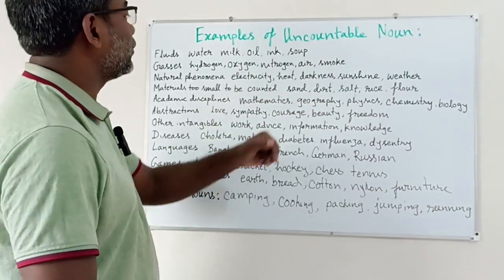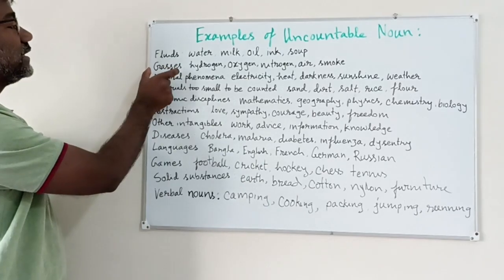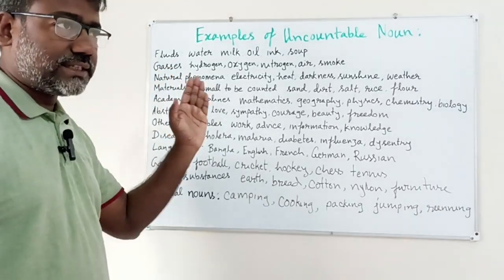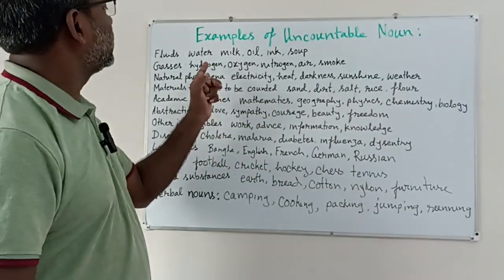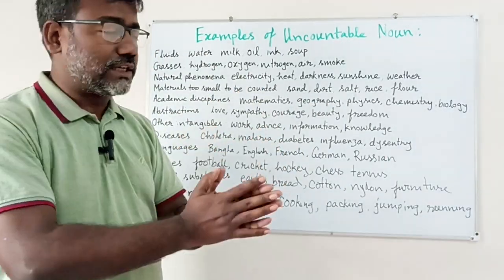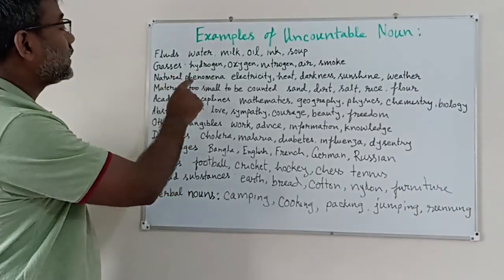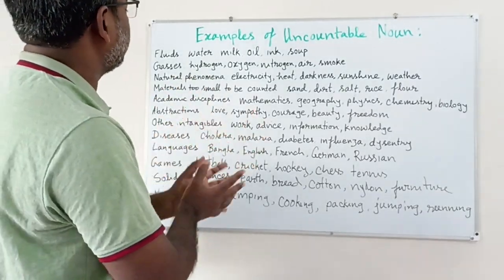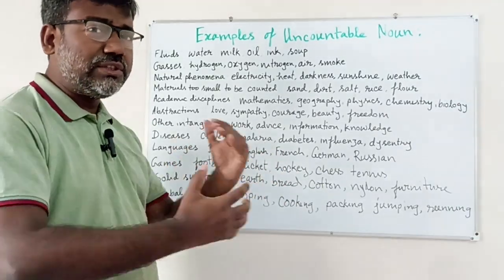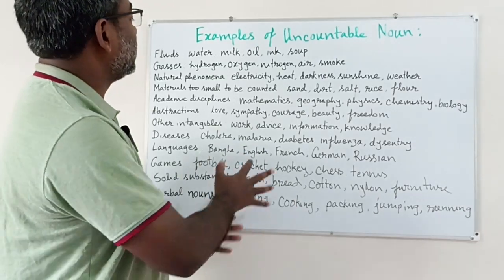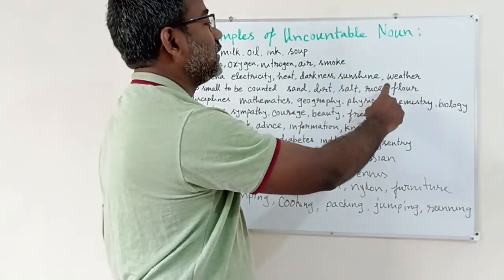These nouns are uncountable nouns, but the group name is countable. Gas is a countable noun, but hydrogen itself is an uncountable noun. So notice this. Natural phenomena: something that has unusual ability or quality. Electricity, heat, darkness, sunshine, weather.